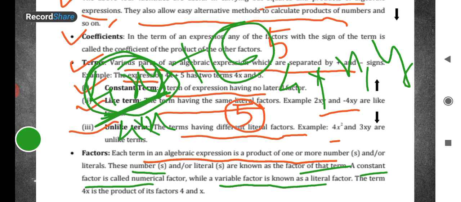The term 4x is the product of its factors 4 and x. Now 4x means what? 4x is the product of its factors 4 and x, isn't it? 4 and x get multiplied, so it becomes 4x. 4x means 4 and x are getting multiplied.